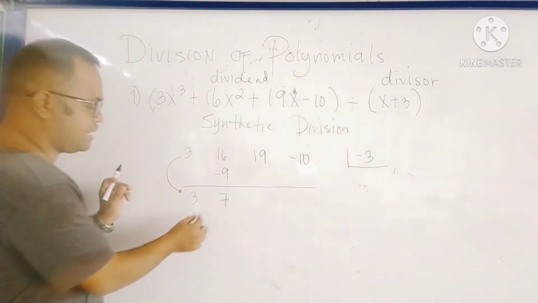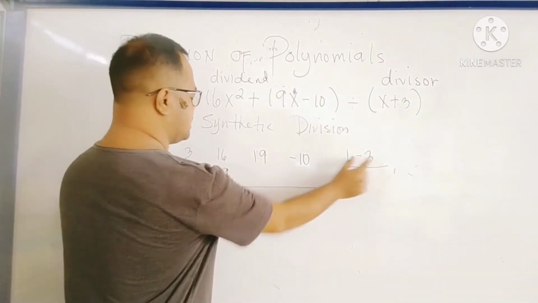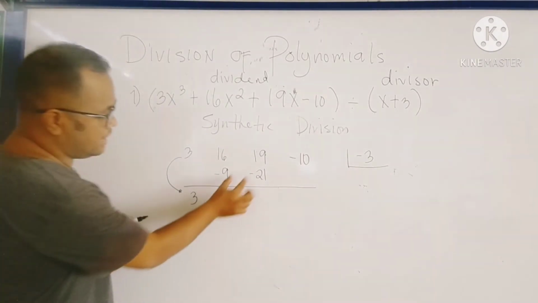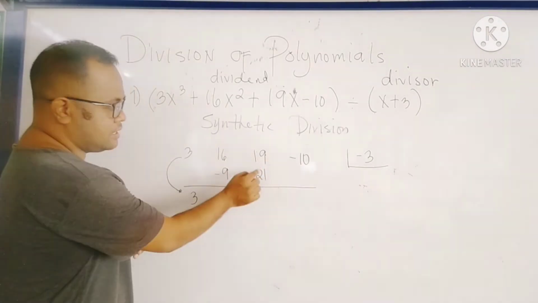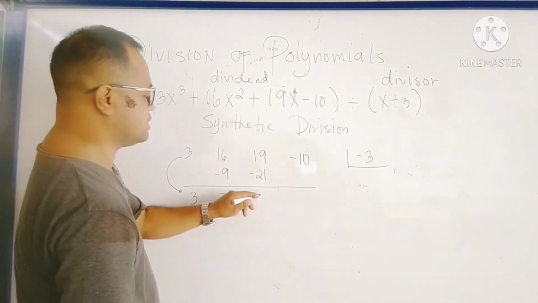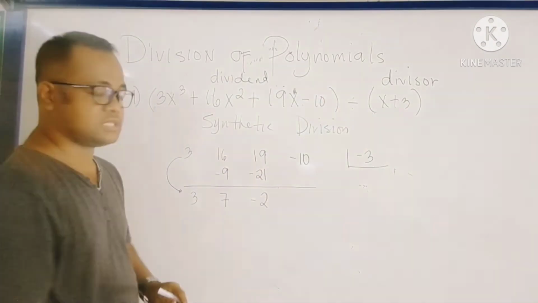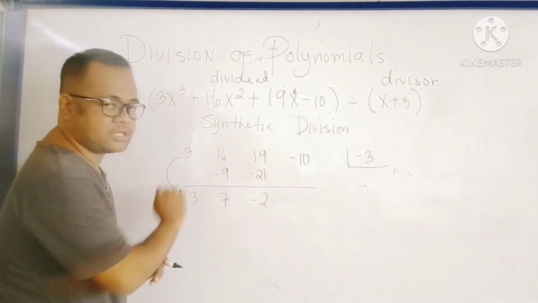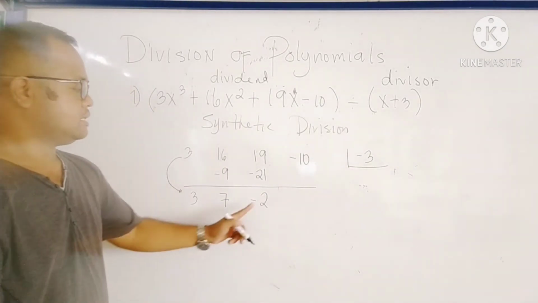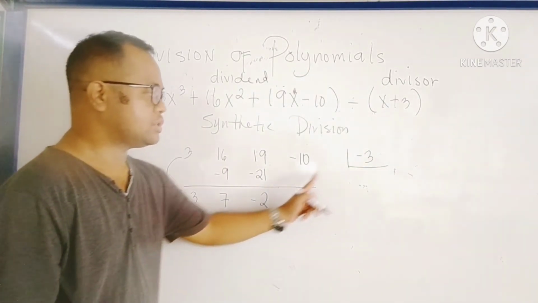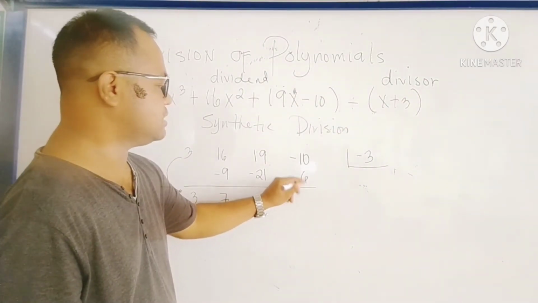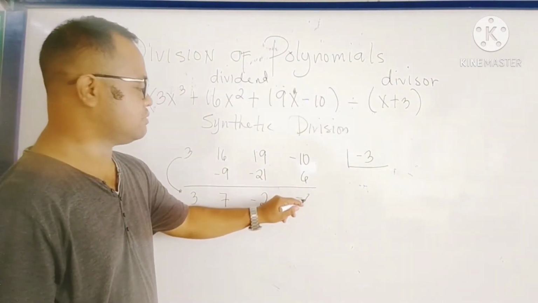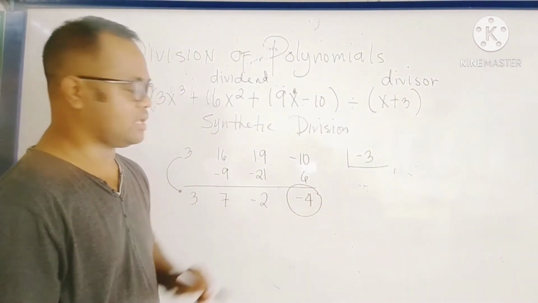Then again, multiply. 7 times negative 3 is negative 21. Unlike sign, so you have to subtract. 21 minus 19 is 2, and the sign is negative. It is because the absolute value of 21 is greater than 19. Then multiply. Negative 2 times negative 3 is positive 6. Then you subtract. So we have here negative 4, which is your remainder.